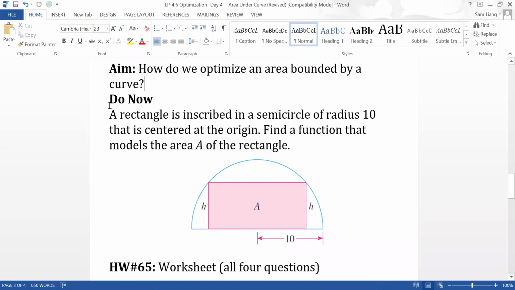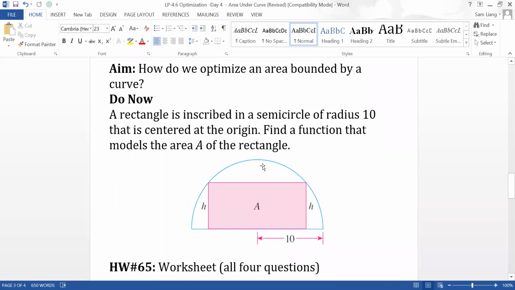But yeah, for your do now, a rectangle is inscribed in a semicircle of radius 10 that is centered at the origin. Find a function that models the area A of the rectangle. So to start us off, try to think of the equation of the circle.